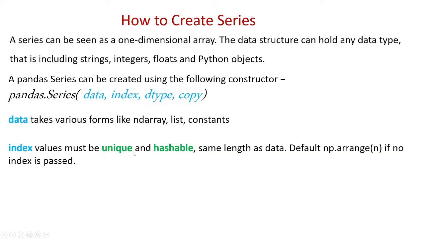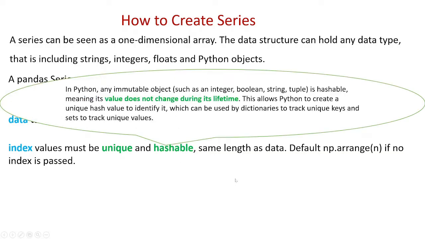Unique means each index must be unique in nature, no two indexes can be the same, and hashable means any immutable object like integer, boolean, string, tuple, etc. is hashable, meaning that their values do not change during their lifetime. So this will allow Python to create a unique hash value to identify it, and it can be used by dictionaries to track the key values, or sets to track unique values. Okay, that is about the index.